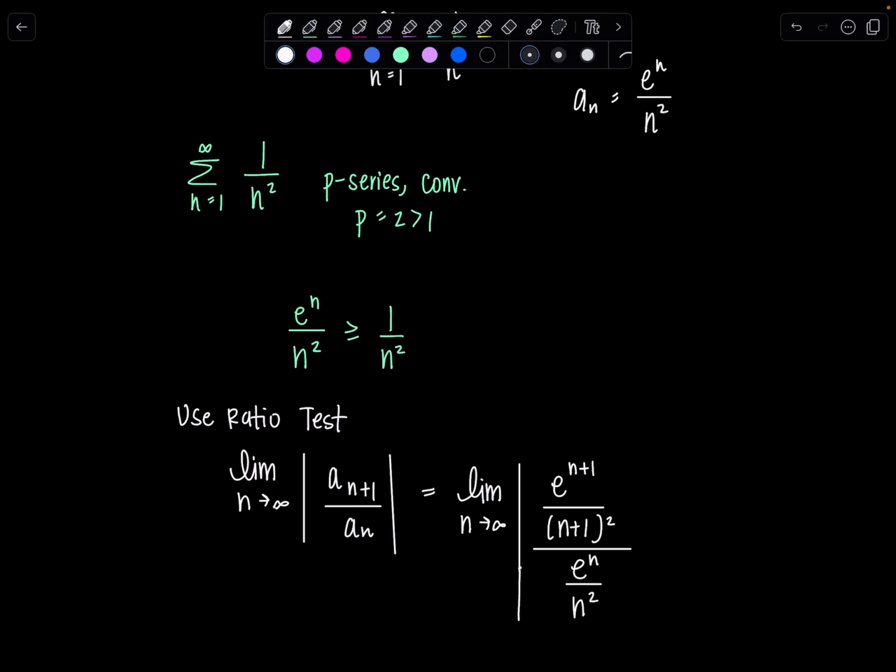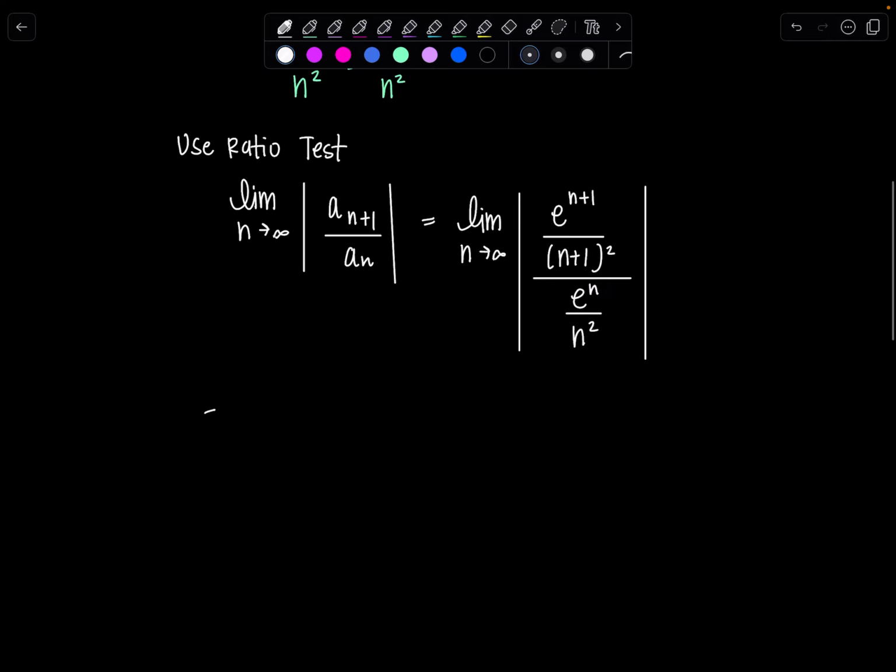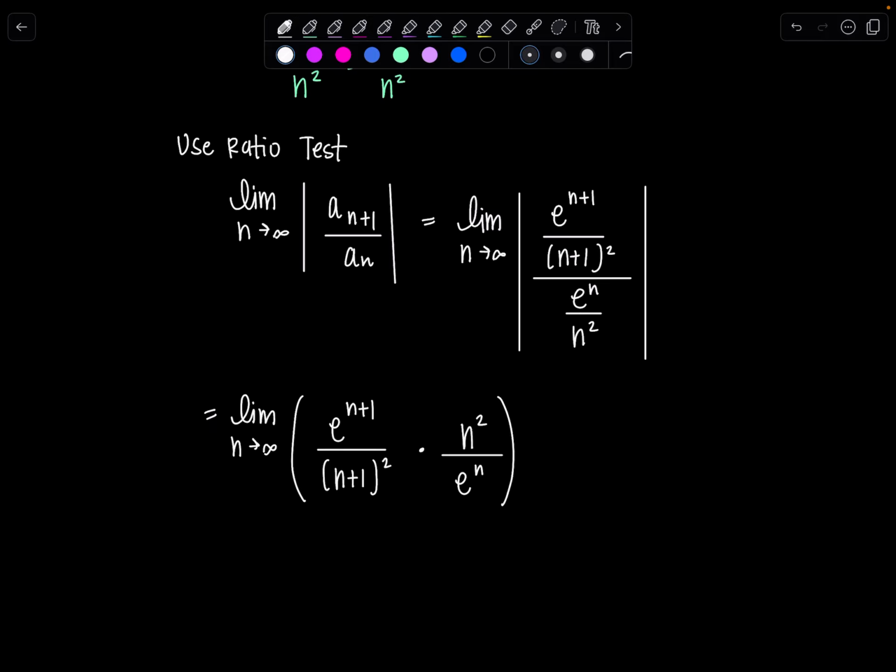Looking through, nothing's negative, since n goes from 1 to infinity, so I don't need to keep the absolute value bars. Let me rewrite everything. This is the limit as n approaches infinity of e to the n plus 1 over n plus 1 squared times n squared over e to the n.